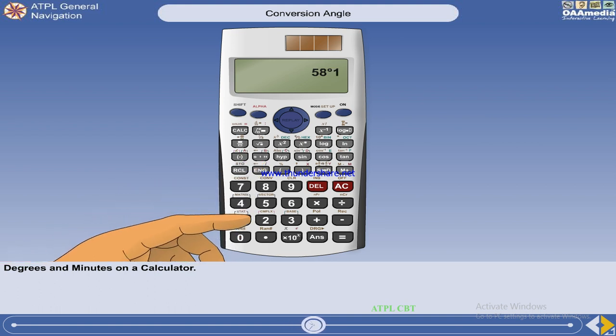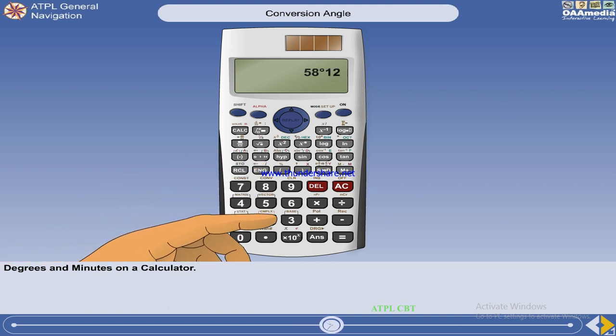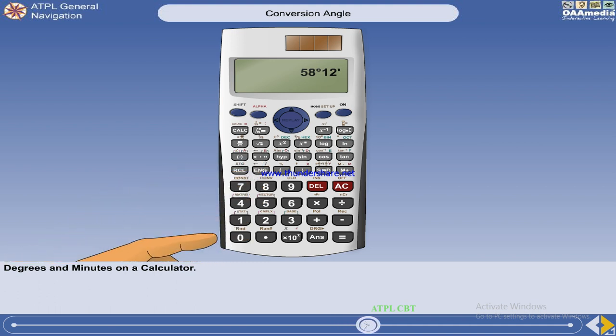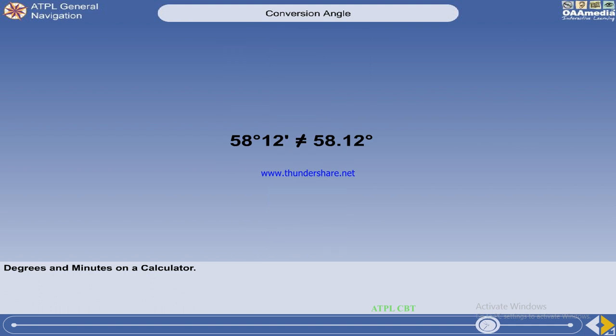Different models work in different ways, but in general, you key in the degrees, press the DMS button, then key in the minutes, and press the DMS button again. We don't normally need the seconds. Find out how yours works and it will save you time. But however you do it, don't treat 58 degrees and 12 minutes as 58.12 degrees.